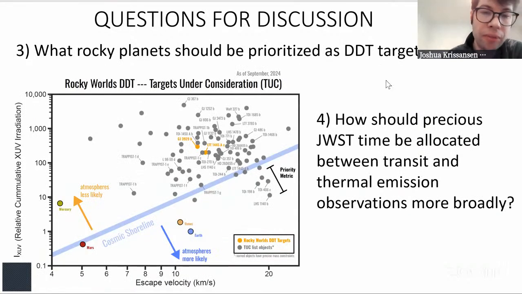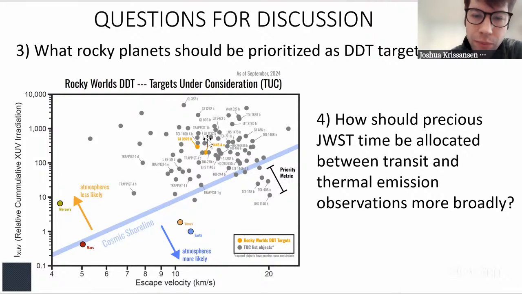And then thinking more about the observations, we have this directed discretionary time dedicated to looking for atmospheres on rocky worlds. This is the DDT version of that cosmic shoreline. So how do we prioritize targets given these theoretical results?